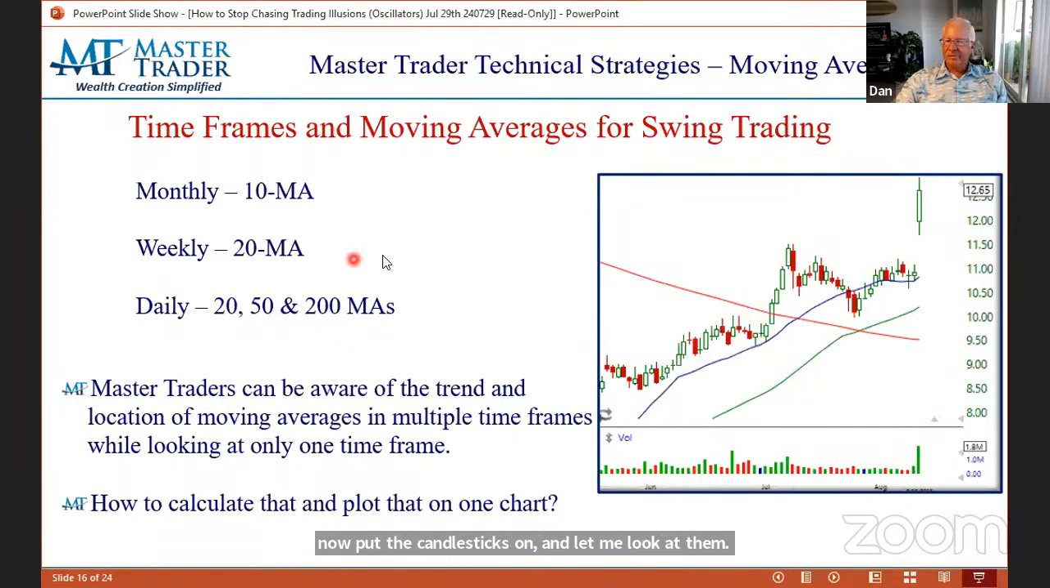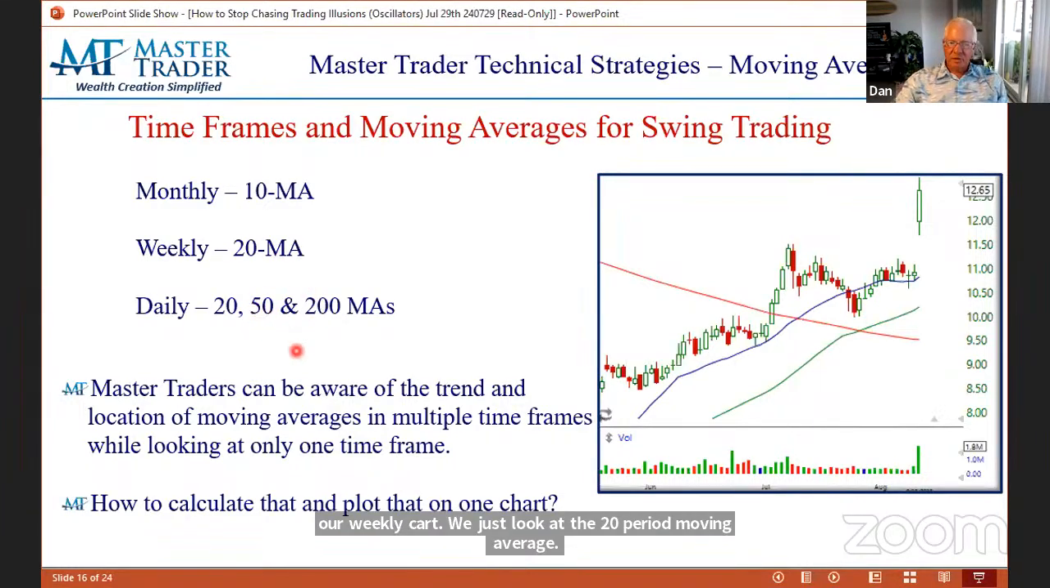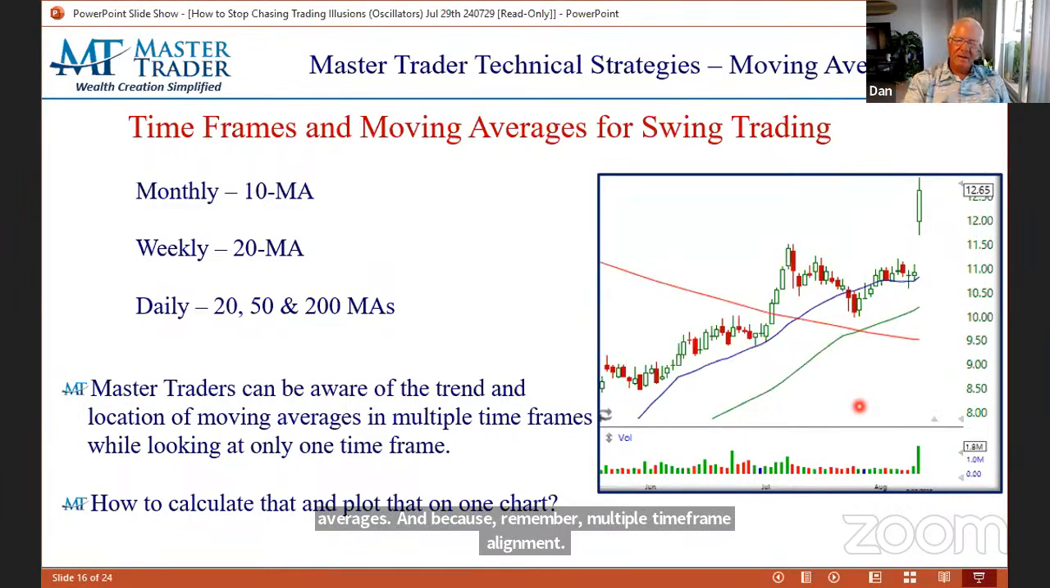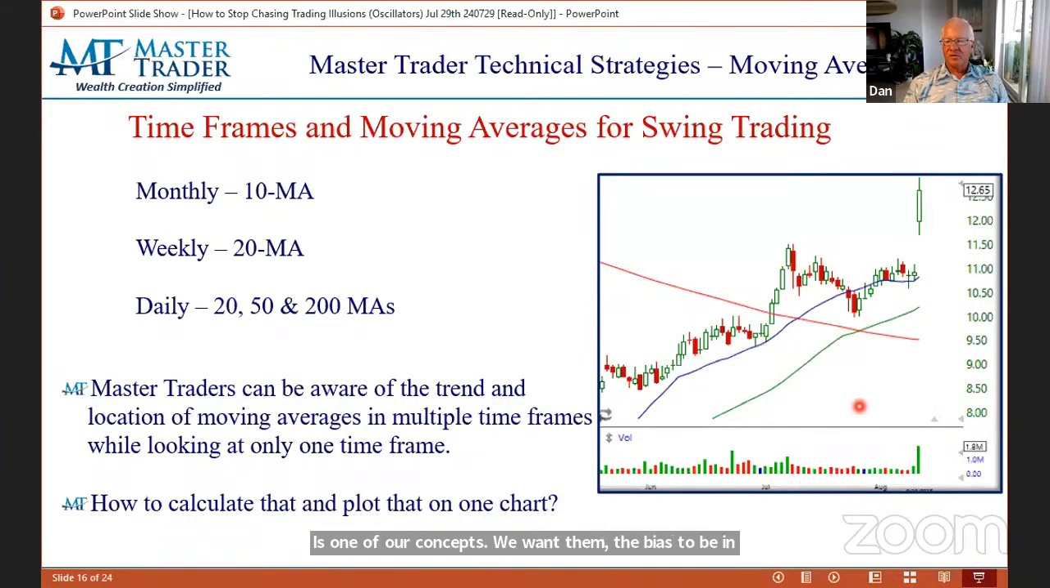On our weekly chart, we just look at the 20 period moving average. And if you do the math, that's a 100 period moving average on the daily chart. So if I'm looking at a weekly chart and I see a rising 20, I know I've got a rising 100 on the daily. So that's using multiple time frames and moving averages, because remember, multiple time frame alignment is one of our concepts. We want the bias to be in alignment with the time frame that we are trading.